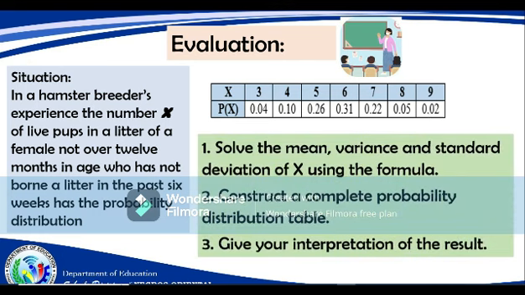Then, these are the questions. Number 1, solve the mean, variance, and standard deviation of X using the formula. Number 2, construct a complete probability distribution table, so you have to add this table. And number 3, give your interpretation of the result. You are taught already how to provide the interpretation.